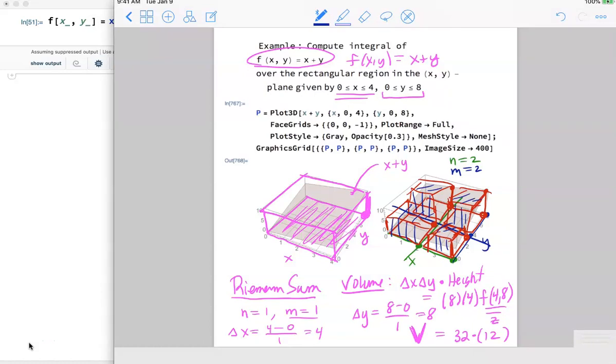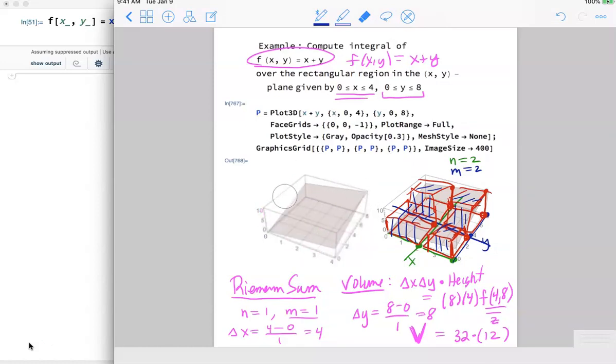Okay, and we would like to add up the volumes of those boxes now. And the way to do that would be to come over here and do the math. We would have the function evaluated at 2, 4 plus the function evaluated at 4, 4.